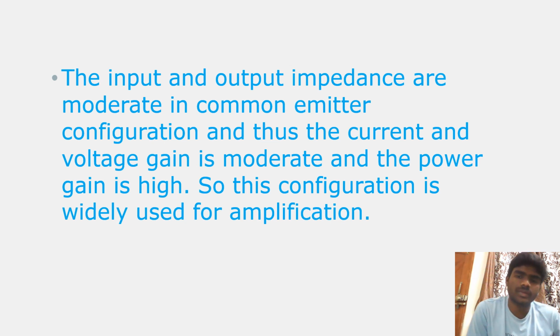The input and output impedances are moderate in the common emitter configuration, and thus the current and voltage gain are moderate and the power gain is high. So this configuration is widely used for amplification.